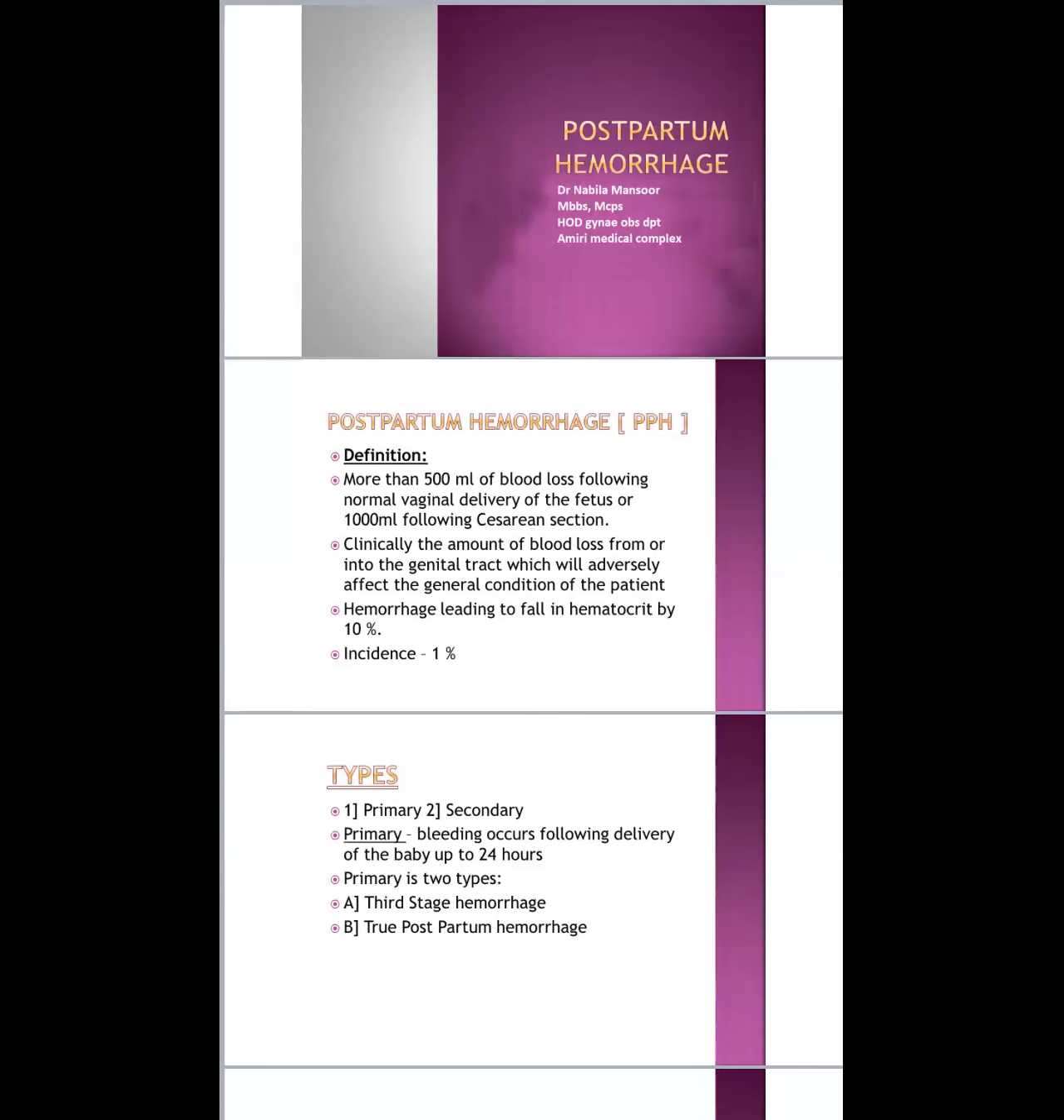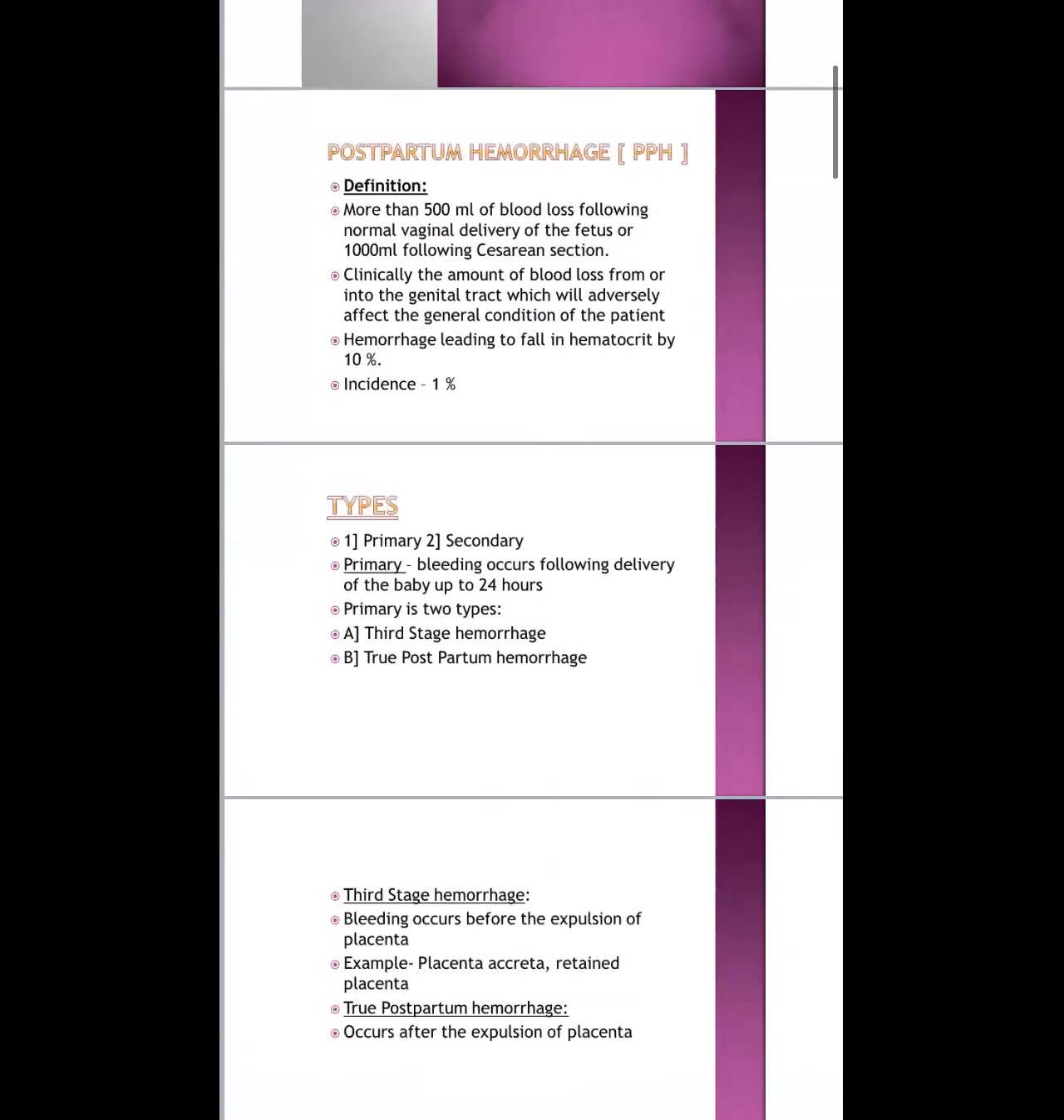First of all, the definition: more than 500 ml of blood loss following normal vaginal delivery of the fetus, or 1000 ml following cesarean section. This is known as PPH, postpartum hemorrhage. Clinically, it is the amount of blood loss from or into the genital tract which will adversely affect the general condition of the patient, or hemorrhage leading to a fall in hematocrit by 10%. Incidence is 1%. Next slide, types of PPH.